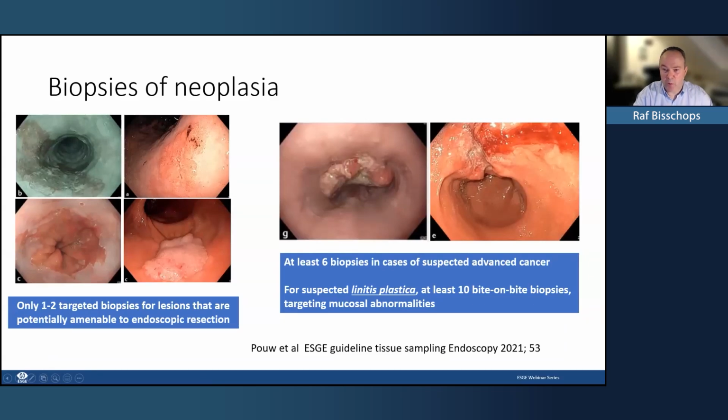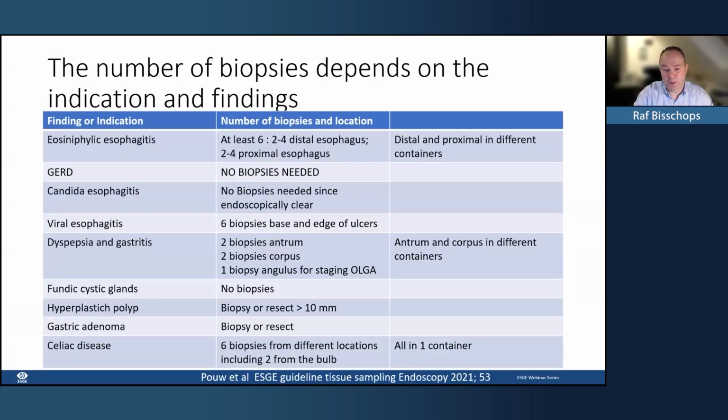And one particular issue I want to highlight is taking biopsies of neoplasia. If you have early neoplasia, flat, small lesions like here, that may be amenable for endoscopic resection, you should only take 1 or 2 targeted biopsies to prove there's neoplasia. However, if you have more bulky lesions that need to be resected surgically, then you should at least take 6 biopsies in case you have bulky lesions like this. And for suspected linitis plastica, you should take at least 10 bite-on-bite biopsies. So take a biopsy, and in the place of the biopsy, you take another one to rule this out.